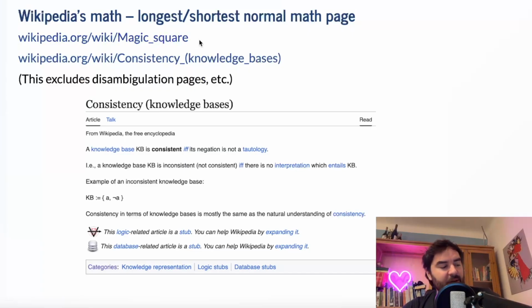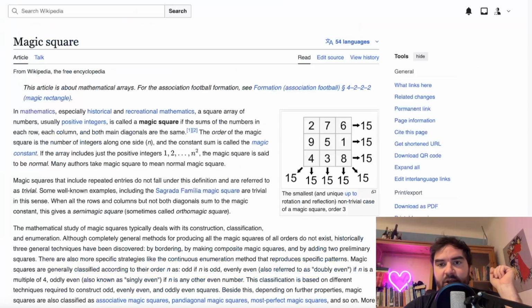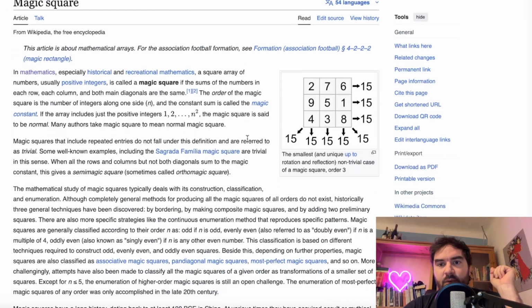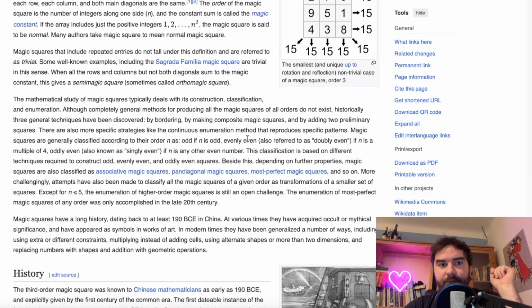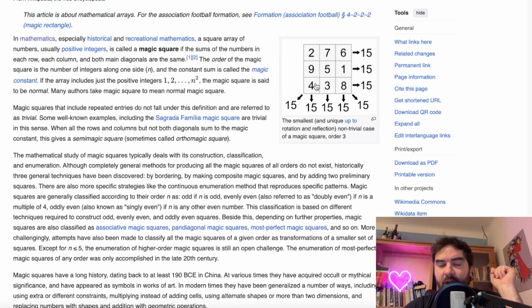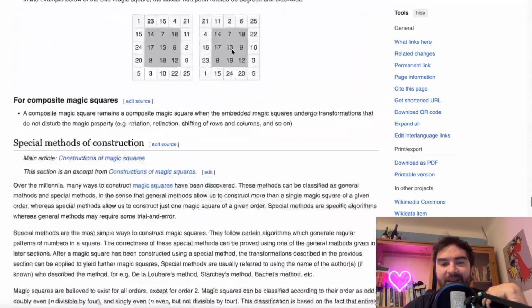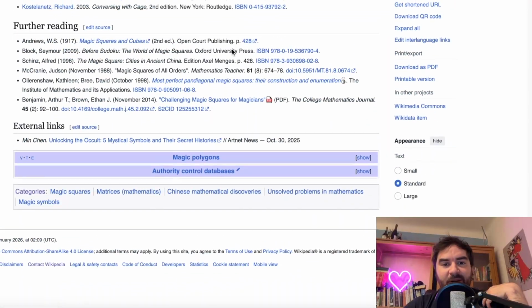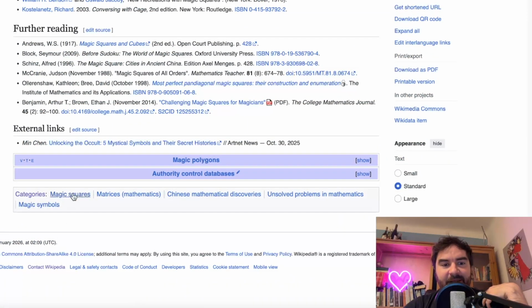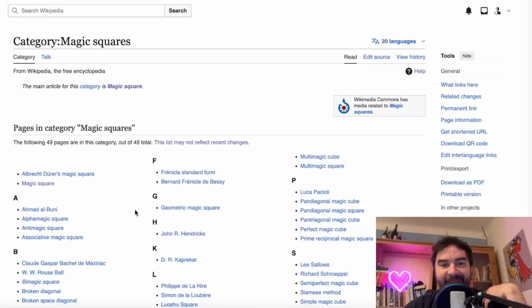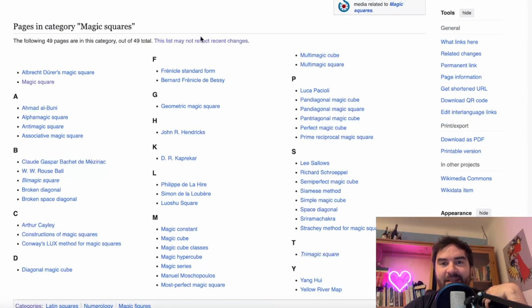Again, all these numbers depend a little bit on what you consider a math page, and so I go by my categorization. But here in my categorization, the longest true math page is Magic Square, which is this thing where the columns and the rows always sum to the same number. And you can see this is a ridiculously long article, which happens to belong to the Magic Square category. Okay, you see, the thing has its own category.